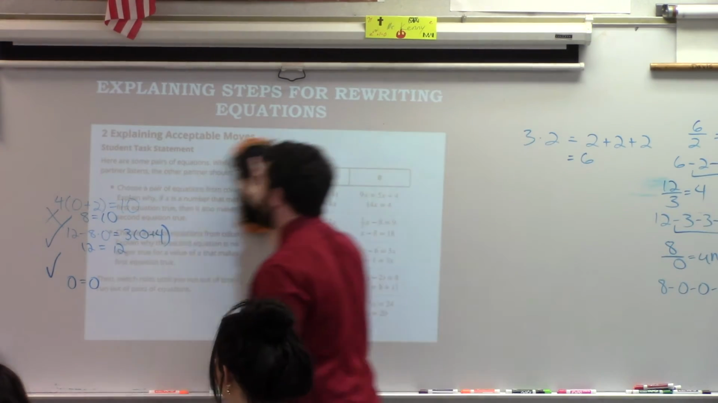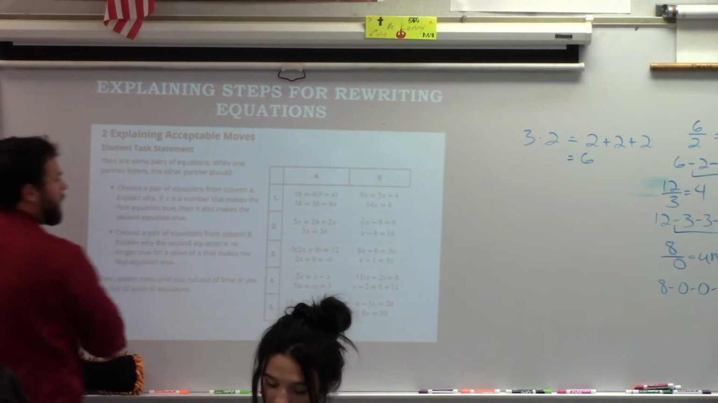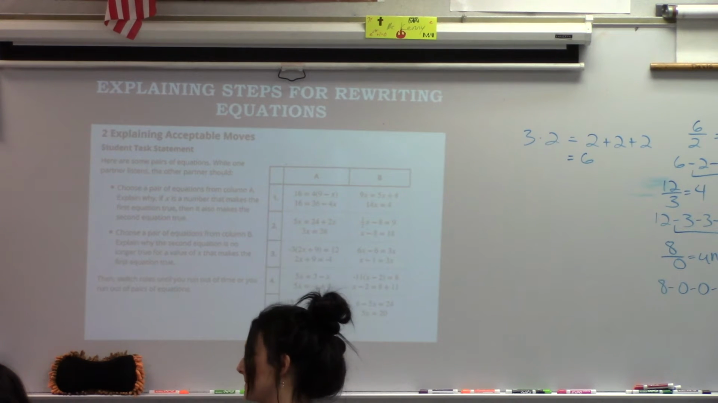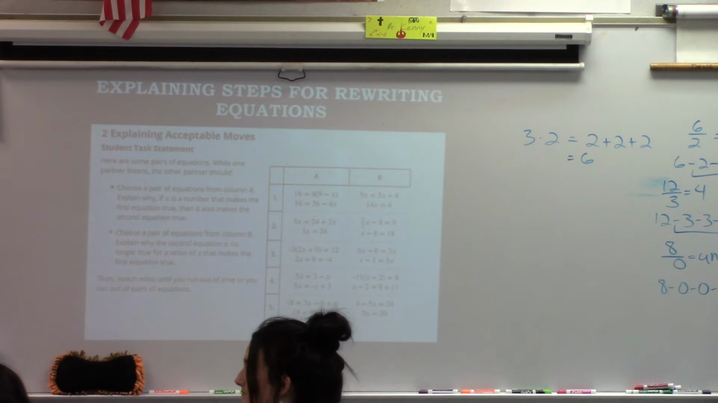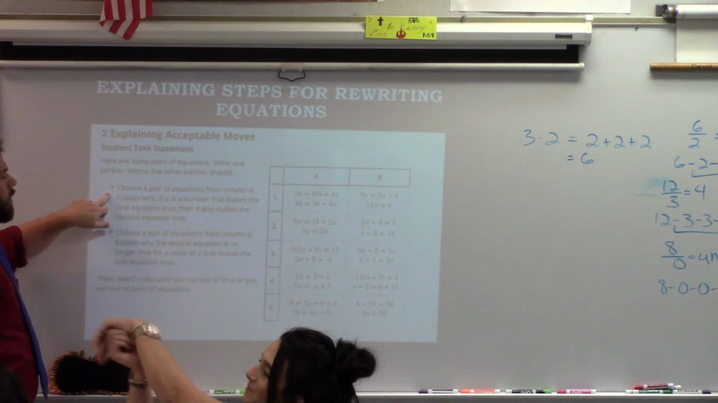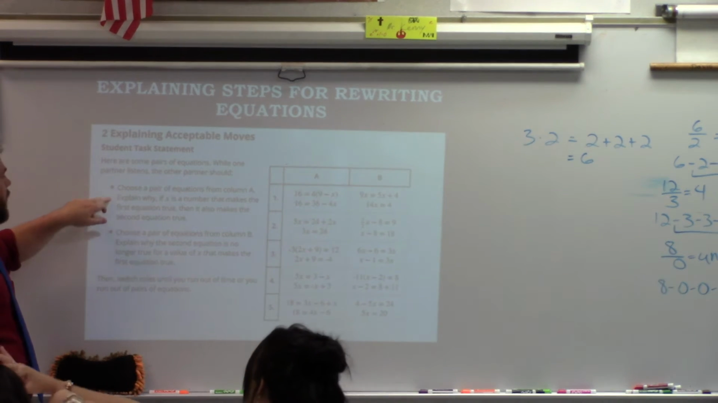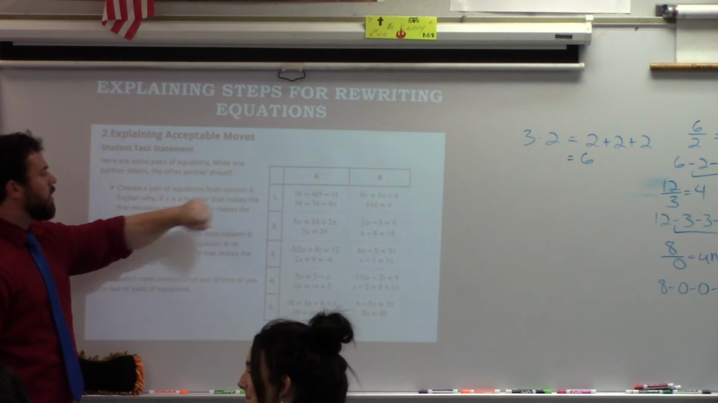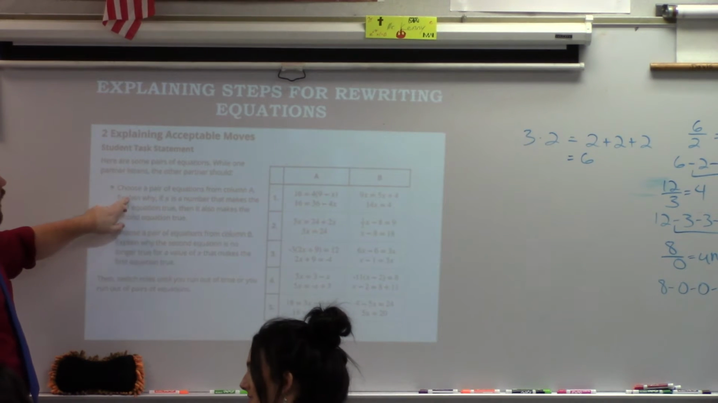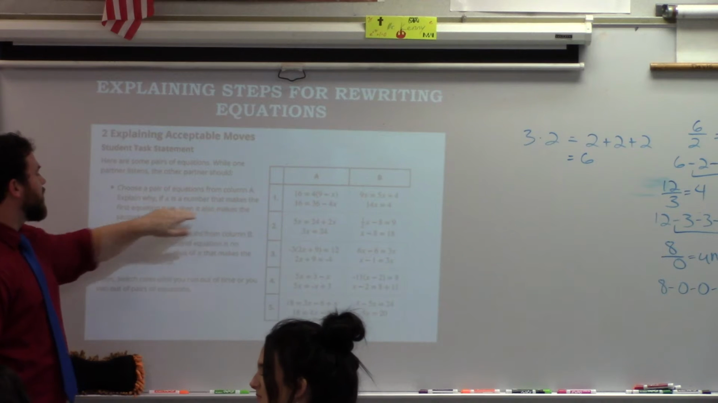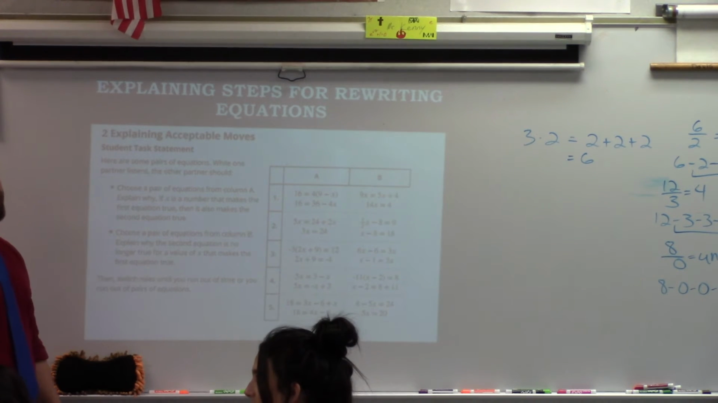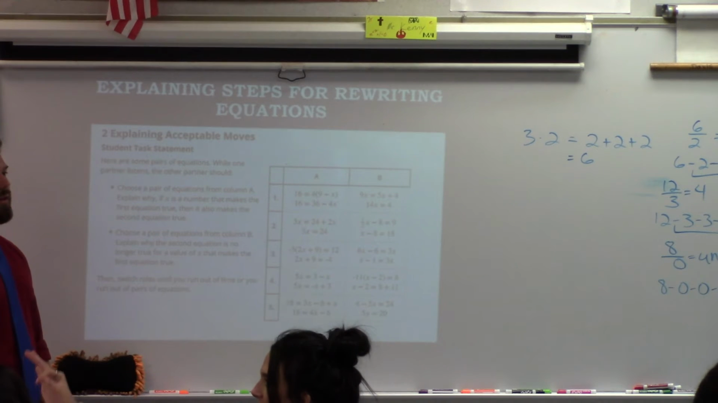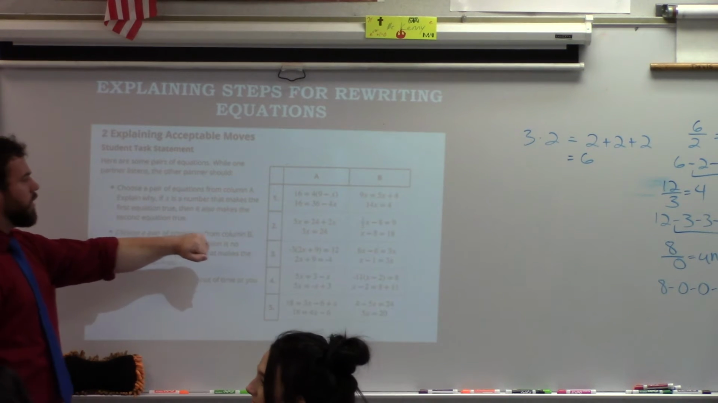All right, so here's what I want you to do. Y'all are in groups of 4, and in the groups of 3, just work with each other. But in the groups of 4, partner up, choose a pair of equations from column A. Explain why, if x is a number that makes the first equation true, then it also makes the second equation true. So for example, I'll do the first one with you.